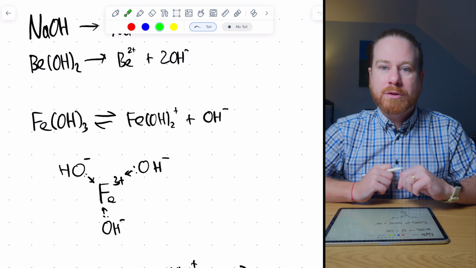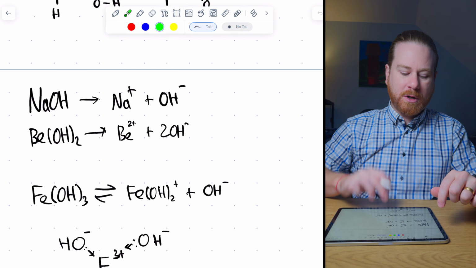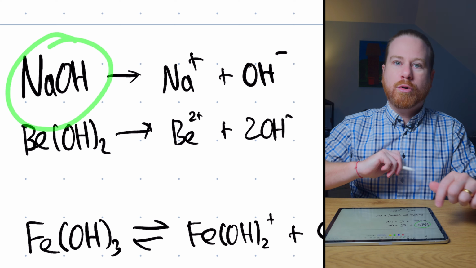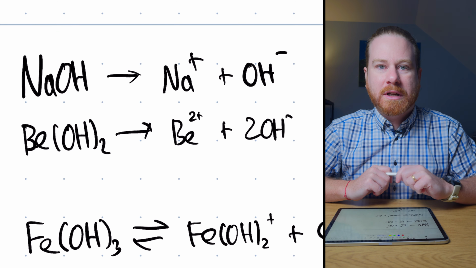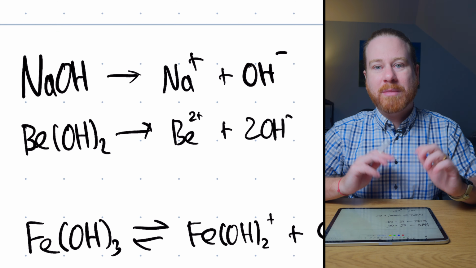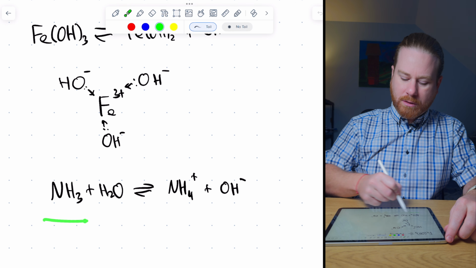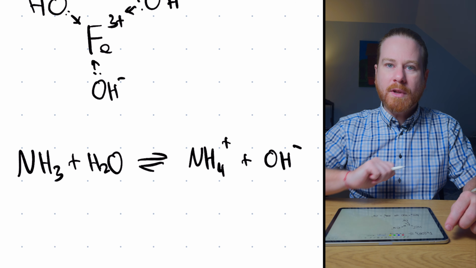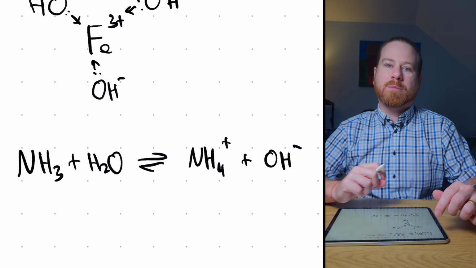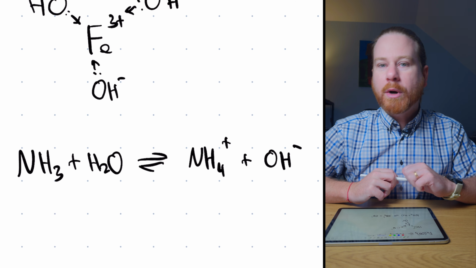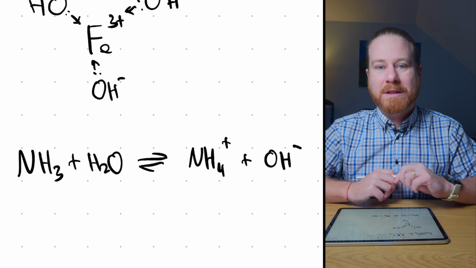But if that's all too much to remember, just remember that group 1 hydroxides are all strong bases, and basically everything else is weak, including my old friend, the much loved and mostly used in examples, ammonia. And this is a great weak base, as it's one of the few examples that is water soluble.